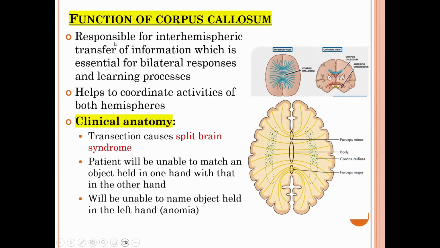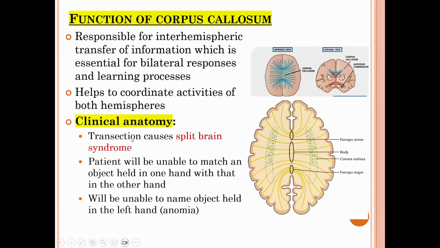What are the functions of corpus callosum? It is responsible for interhemispheric transfer of information, which is essential for bilateral response and learning response. It helps to coordinate activities of both hemispheres.